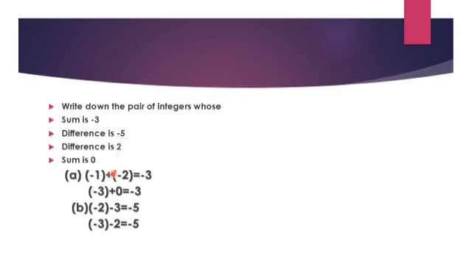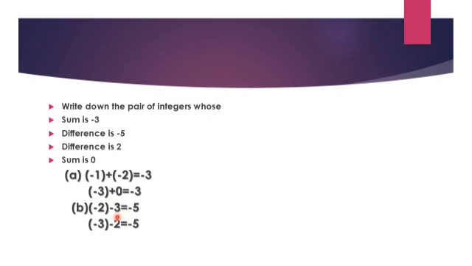Difference between any two integers we want to make as -5. -2 minus 3. 2 plus 3 is 5. Put the sign of negative. We get the answer as -5. The difference between -2 and 3, we get the answer -5.